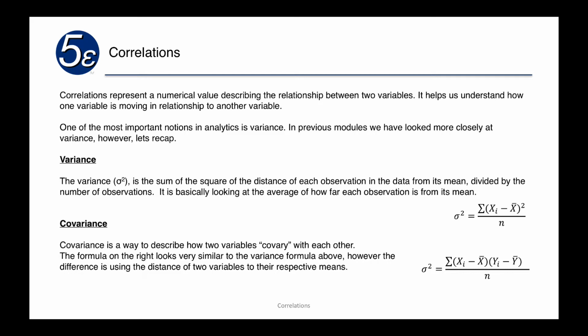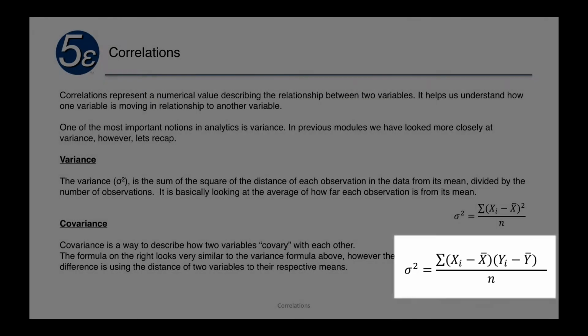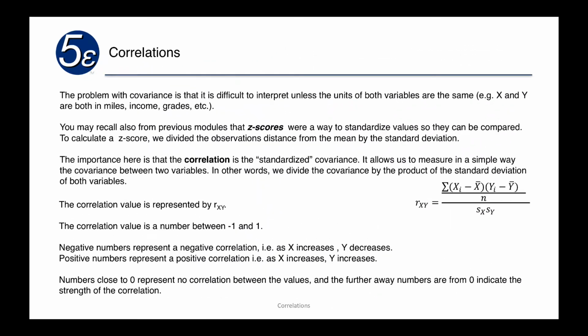The covariance is a way to describe how two variables covary with each other, or move with each other. And the formula on the right is similar to the variance formula. If you see, it's got the sum, but instead of (xi minus x bar) squared, what we're doing is taking the distance between the individual x observation and its mean and multiplying it by the individual y observation minus its mean. And then we're dividing by n. So the problem with covariance, as we had said before, is that it is difficult to interpret unless the units of both variables are the same. And so this is why we have the concept of a correlation.